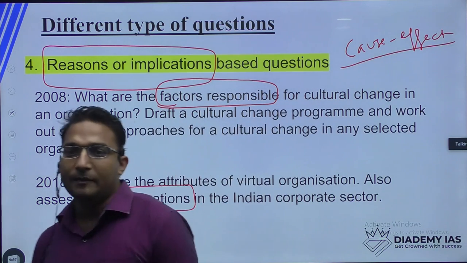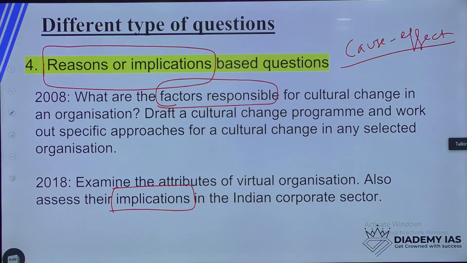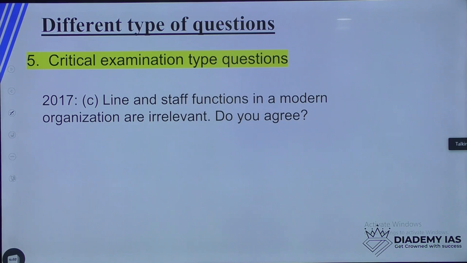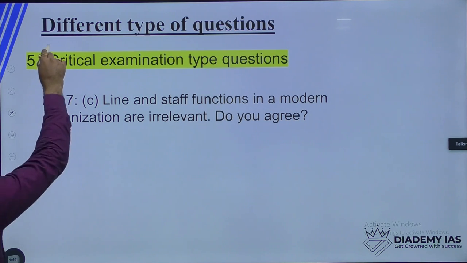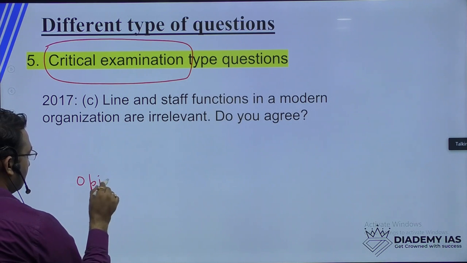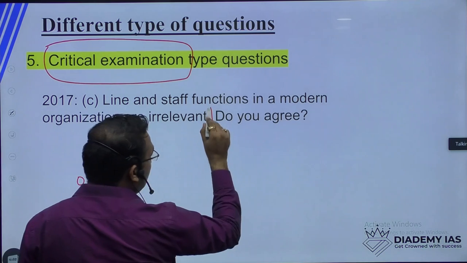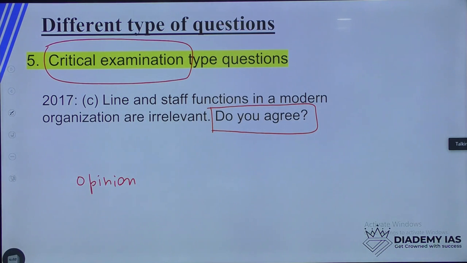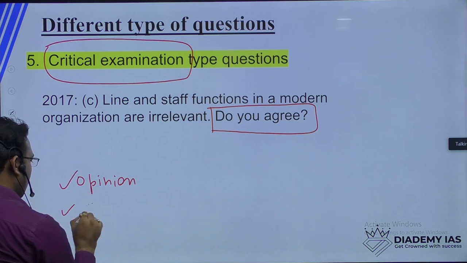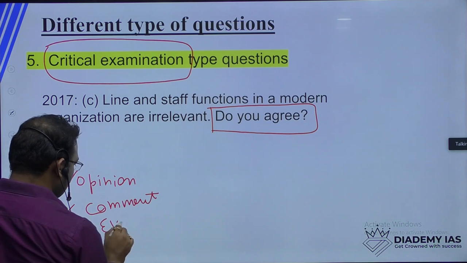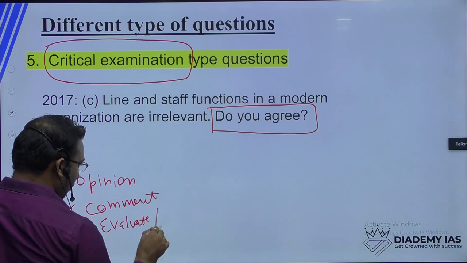The causes or the implications, the effect, right? And the last, they will ask about the critically examining type of question, where they will be asking your opinion. Like here they're asking, do you agree? Line and staff functions in a modern organization are irrelevant, do you agree? Asking the opinion, asking you to comment, asking you to evaluate or critically evaluate.